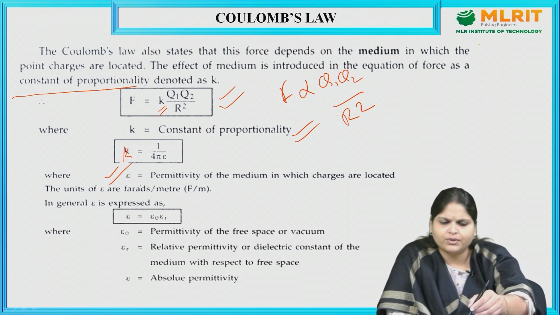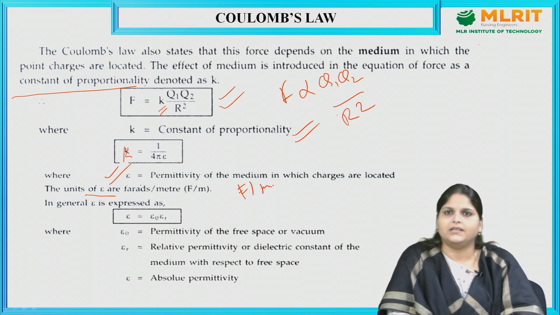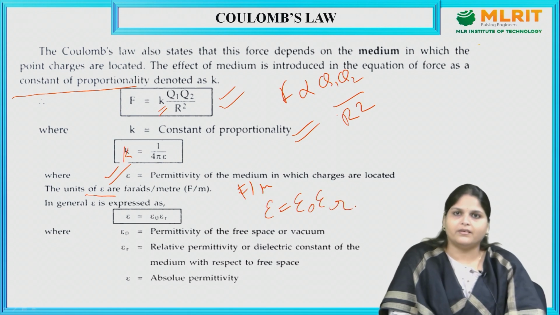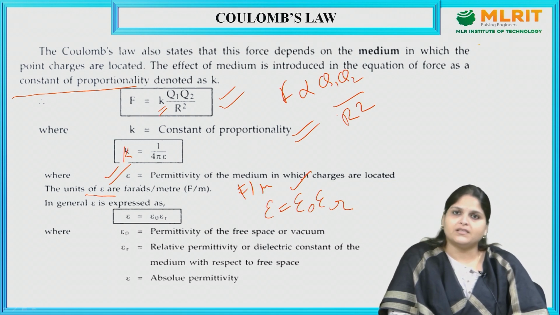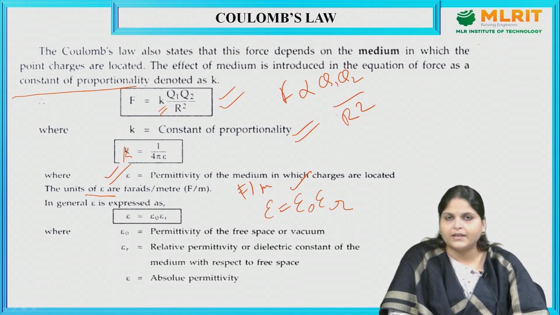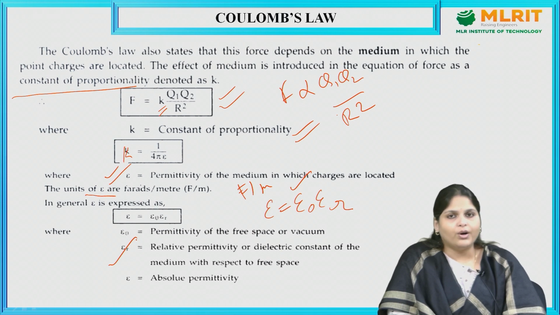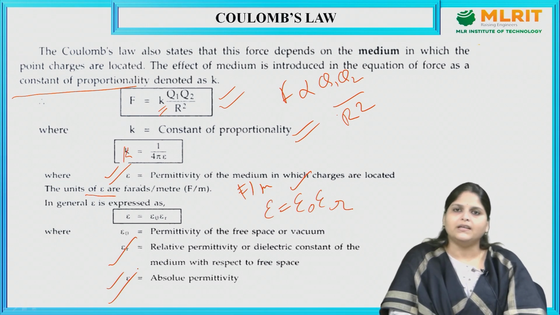The unit of epsilon is farad per meter. This epsilon can be written as epsilon naught epsilon r, where epsilon naught is the permittivity of free space, or the permittivity of vacuum. Epsilon r is the relative permittivity, or the dielectric constant of the medium with respect to free space. And this epsilon, which is equal to epsilon naught epsilon r, is nothing but the absolute permittivity.